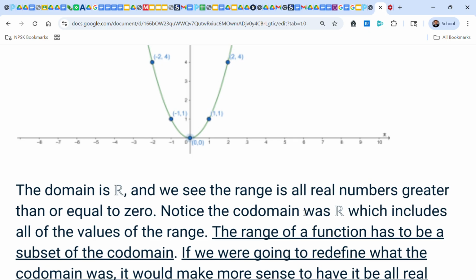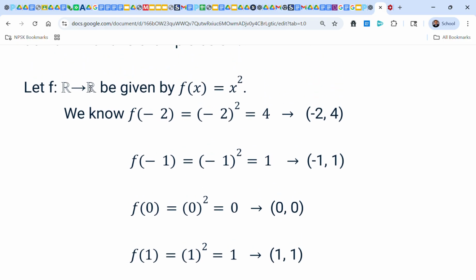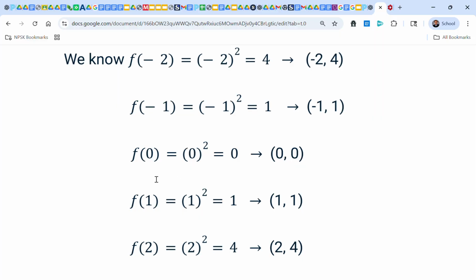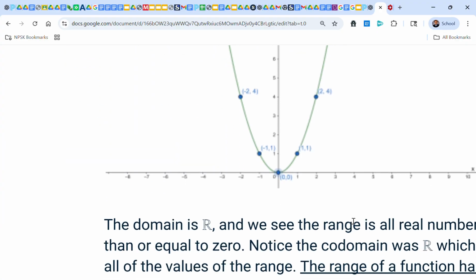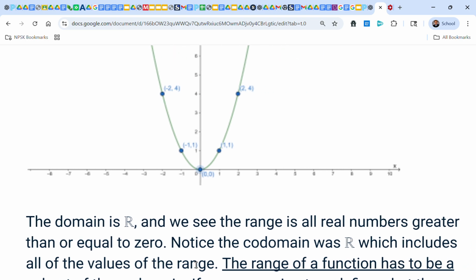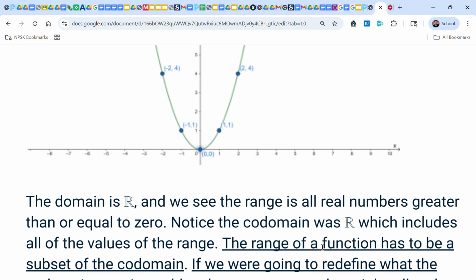Notice that the codomain, if we look back here, was all real numbers. That's fine, the codomain is all real numbers, which includes all of the values of the range. So we know that 0 is in that, and indeed the range is a subset of the codomain. The range of a function has to be a subset of the codomain. Every value of the range has to be contained within the codomain.